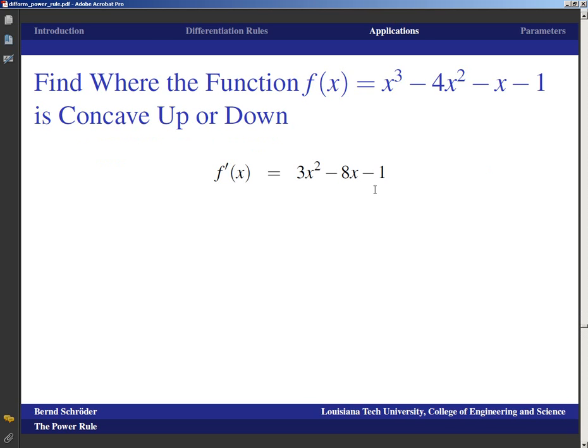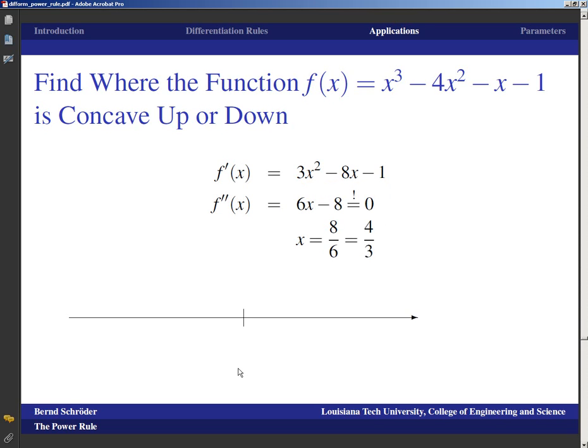It's 3x squared minus 8x minus 1, just from here, and that computation is now straight power rule, using it with some mental computation. Second derivative is 6x minus 8. It's the derivative of 3x squared minus 8x minus 1. And we have to set that equal to 0, which gives us that x is supposed to be 8 over 6, which is, of course, 4/3. So this time we only have one cut point, which is 4/3.